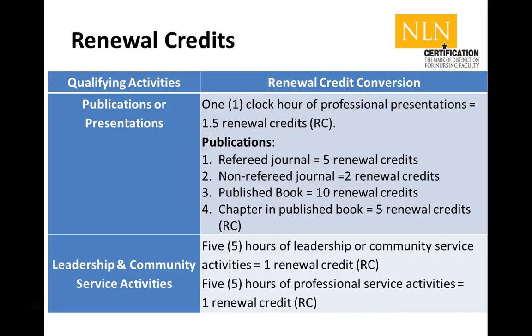Publications and presentations are counted as varied renewal credits, dependent on the level of scholarship. For example, 10 renewal credits for a published book, down to 2 renewal credits for a published paper in a journal that is not refereed. Leadership and community service activities require 5 accrued hours towards 1 renewal credit.